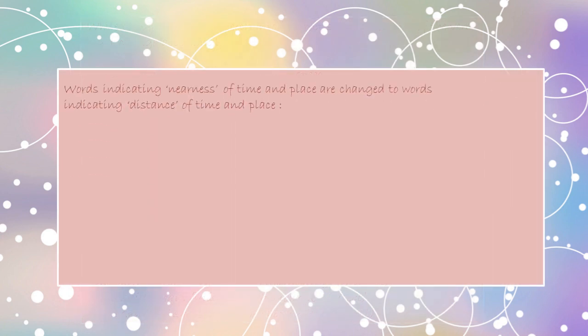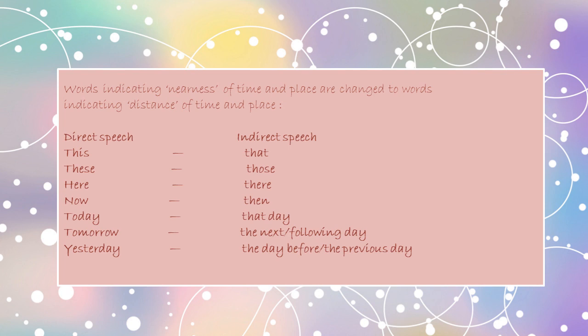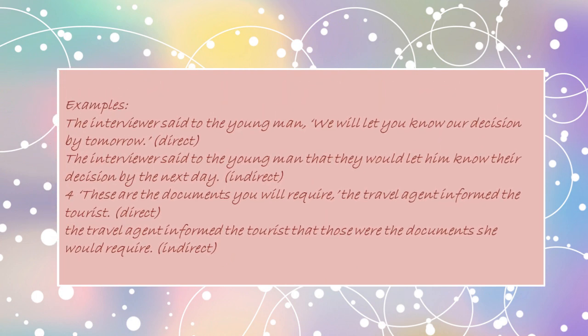Words indicating nearness of time and place are changed to words indicating distance of time and place. You can see this to be that, these to be those, here to be there, now to be then, today to be that day, tomorrow to be the next or following day, yesterday to be the day before or the previous day. You can see example.